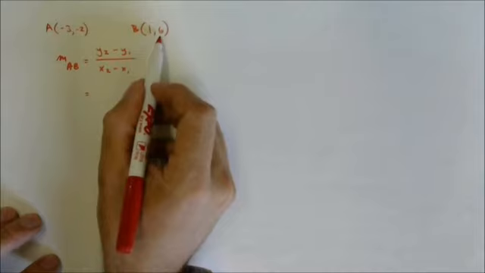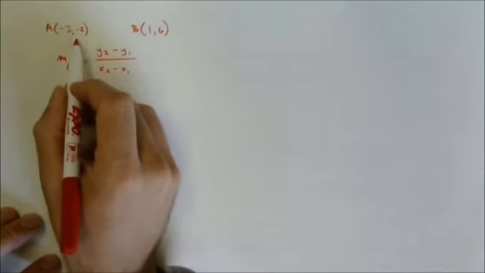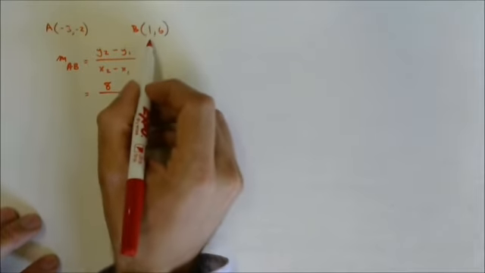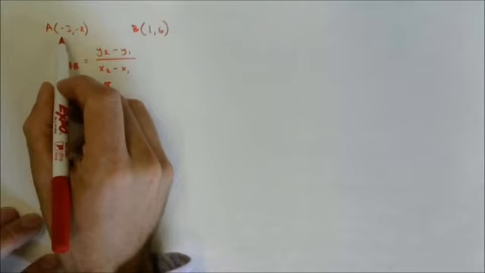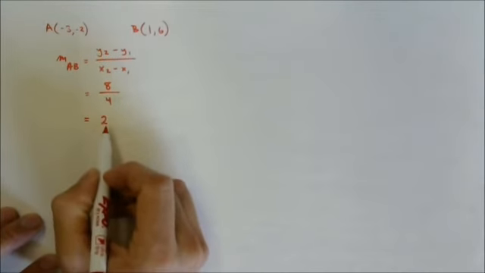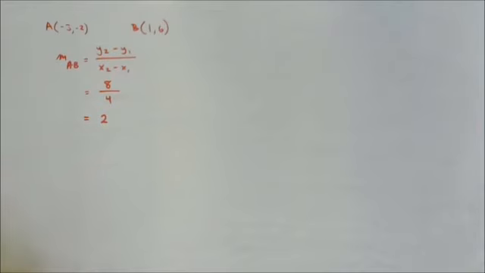The difference in the vertical, so the difference in y's, is 6 minus -2. That's 6 plus 2, that's 8. And in the x's, in the denominator, we have 1 minus -3. That's 1 plus 3, that's 4. Gives us a slope of 2. Okay?